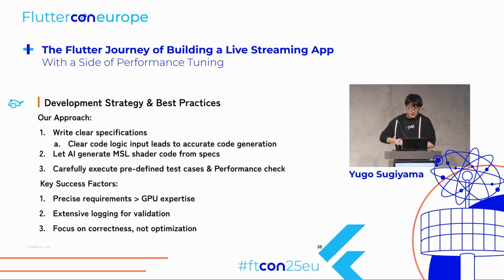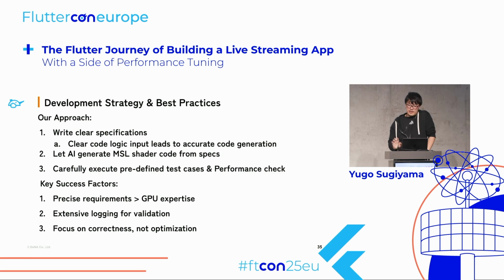So let me share how we actually implemented this. Honestly, Metal offers high performance, but it's a very low-level API that's quite difficult to implement. That's why we leveraged AI tools for this implementation.